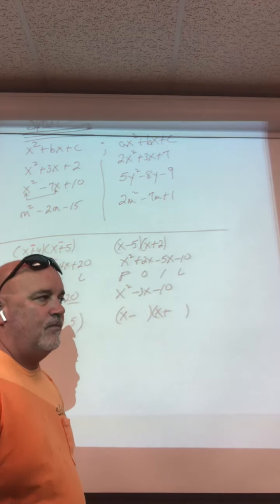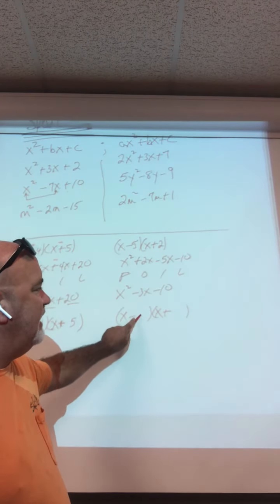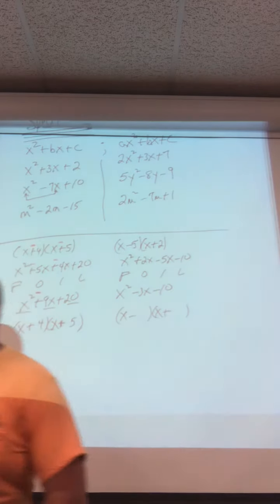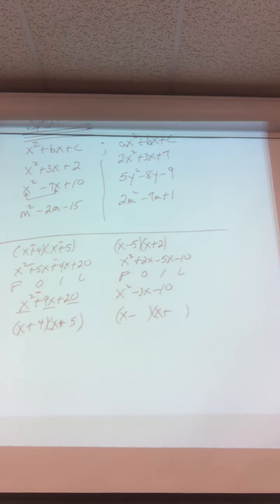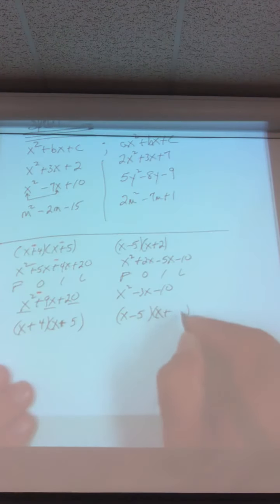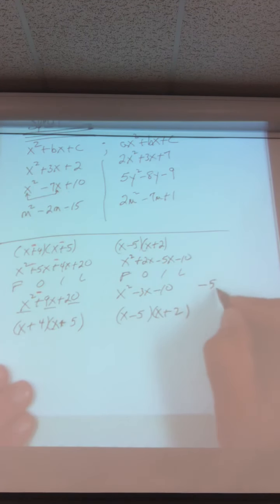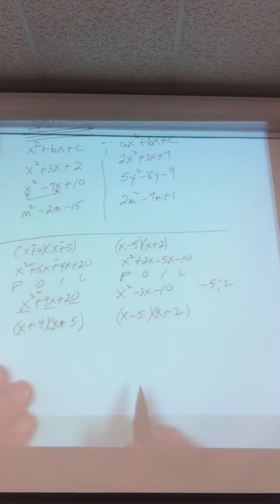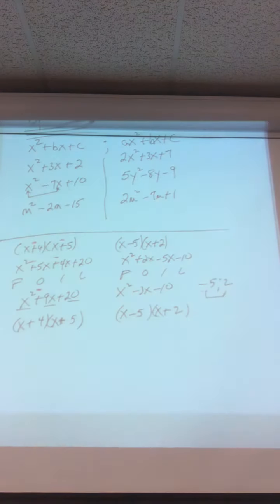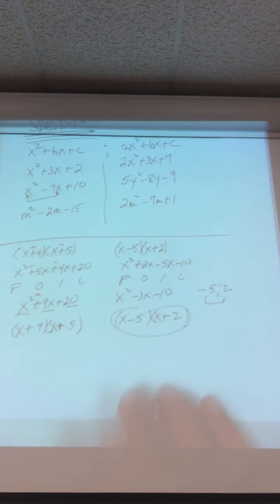What 2 numbers, if you multiply them, you get -10, but if you subtract them, you get a -3. 5 and 2. But the 5 has to be negative in order to get a -3. So if you take a negative 5 and a positive 2, if you multiply them, you get negative 10. But if you add those two together, or it's actually subtract, you get negative 3. So that's the answer. So let me say this one more time, and then we will look at some examples.